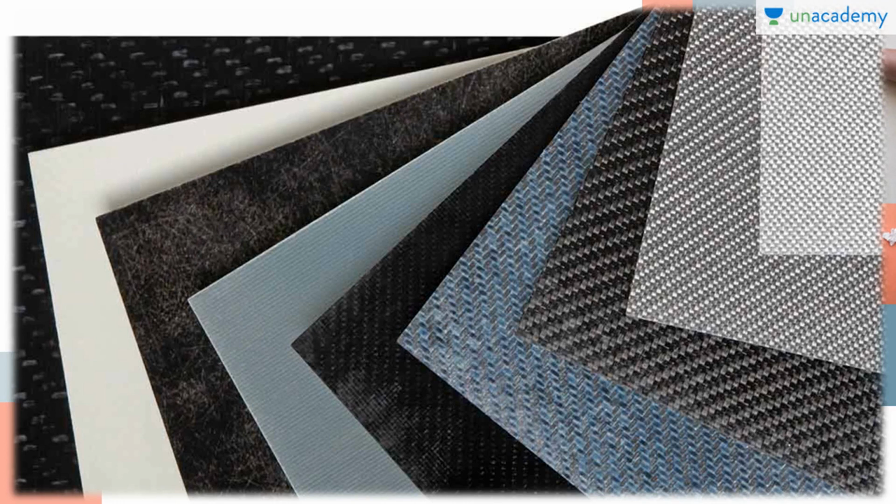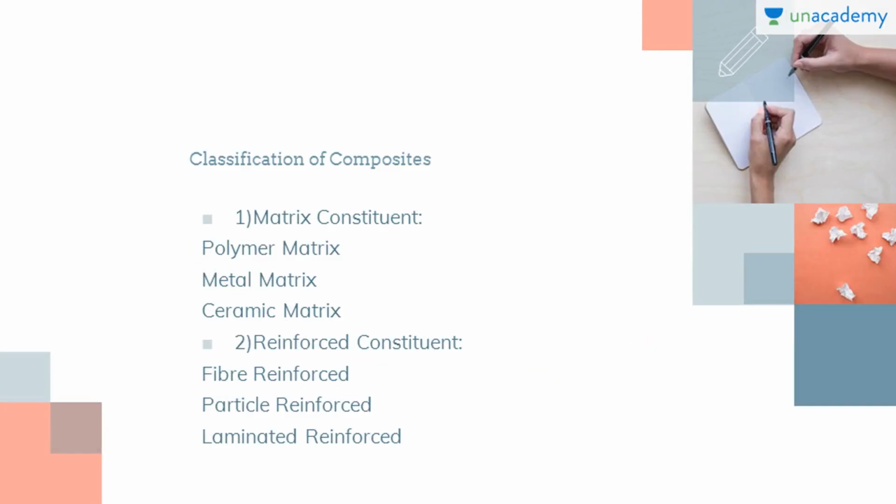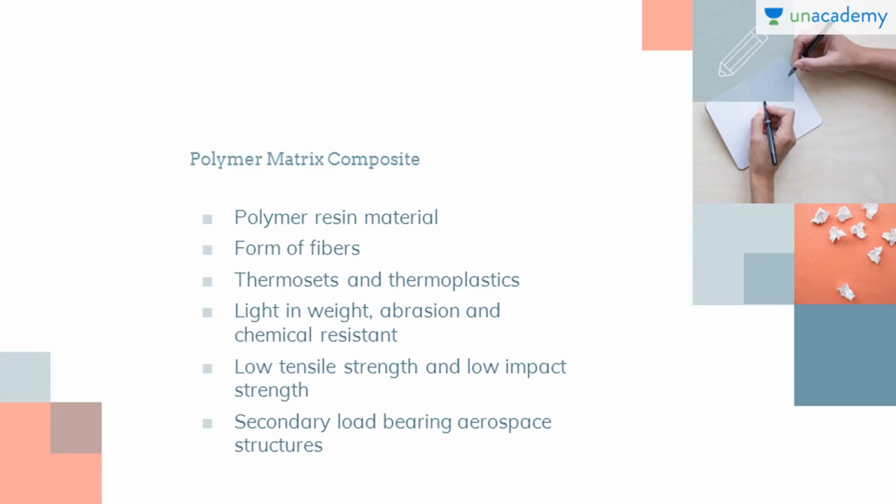So these are actually the composites. You can see here these are various types of composites. So let's move on. The classification of composites. Composites are classified into two types depending on the matrix constituent and the reinforced constituent, mainly the polymer, metal and ceramic matrix, and the fiber reinforced, particle reinforced and laminated reinforced matrix composites.